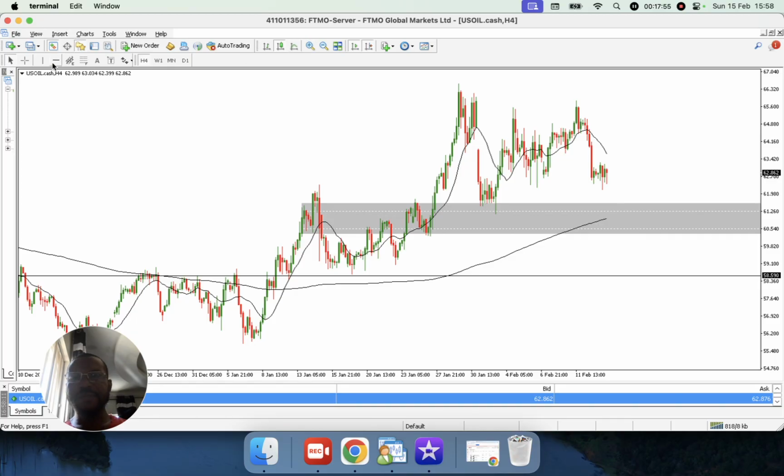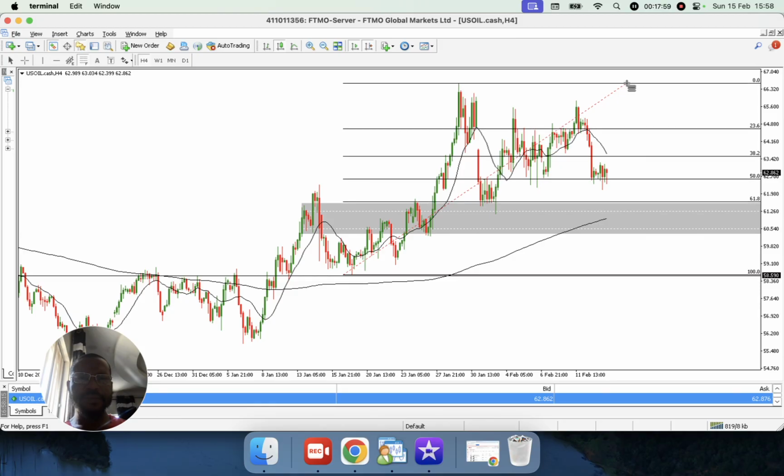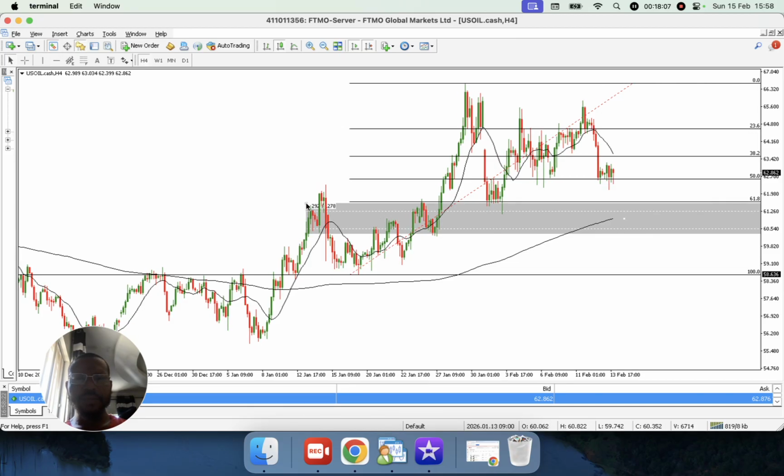50.8. Let me take the Fibonacci again, swing low to swing high. Perfect. Cool. Now this area here is 61.8. This area is 50 and this is 61.8.